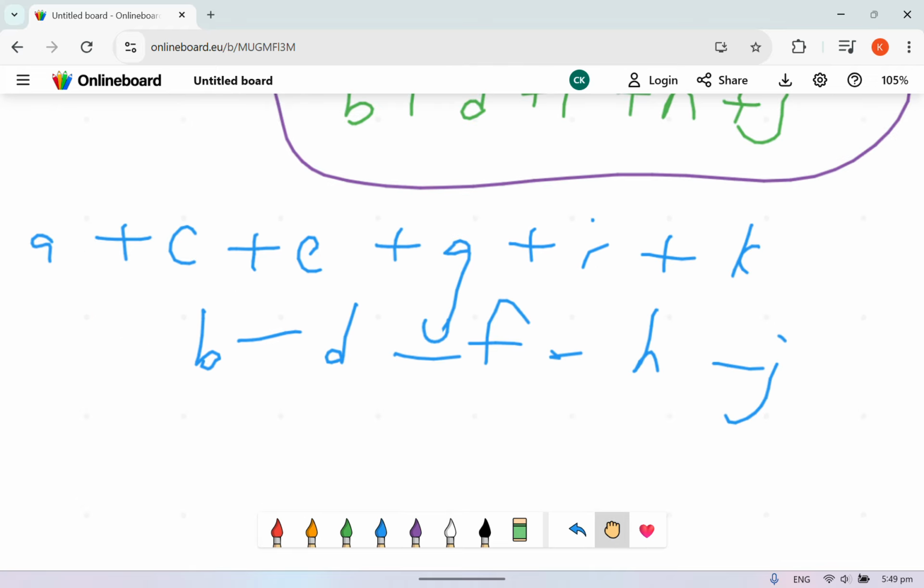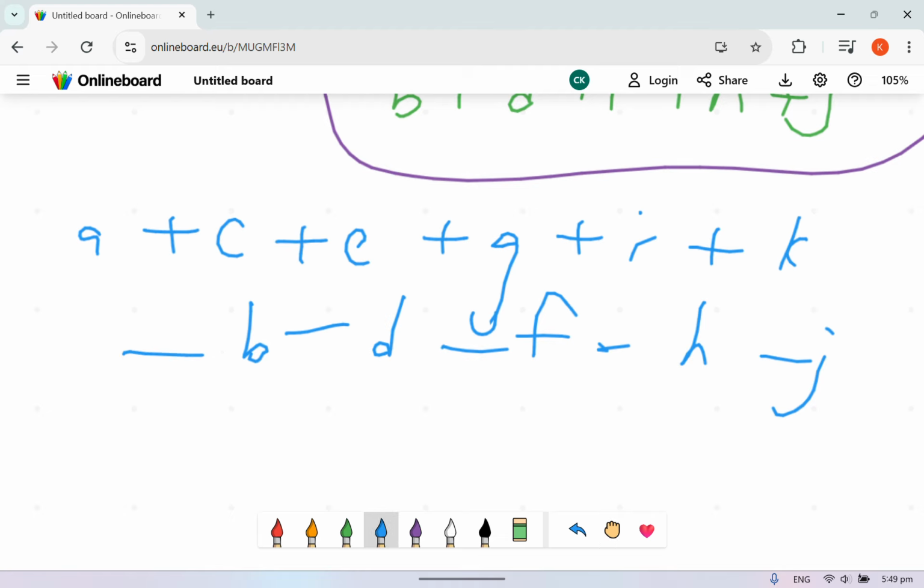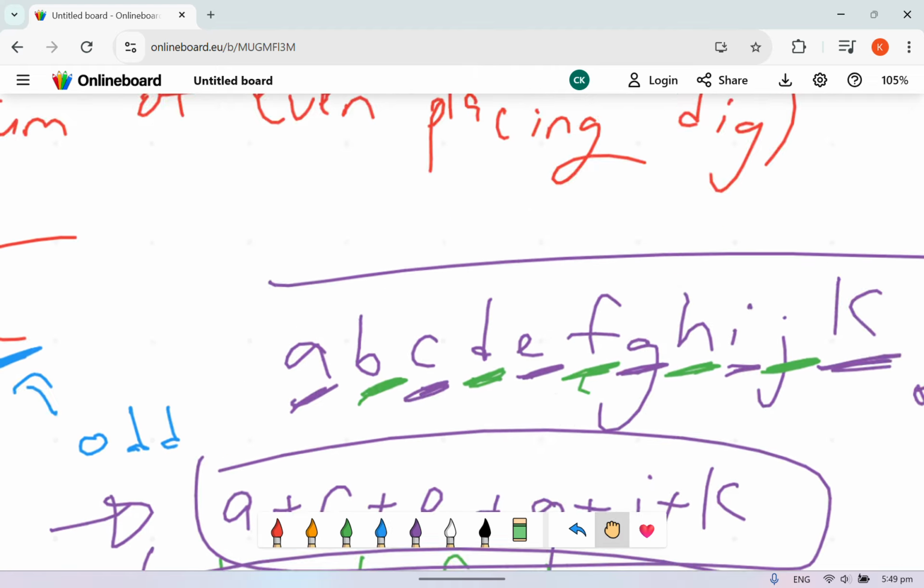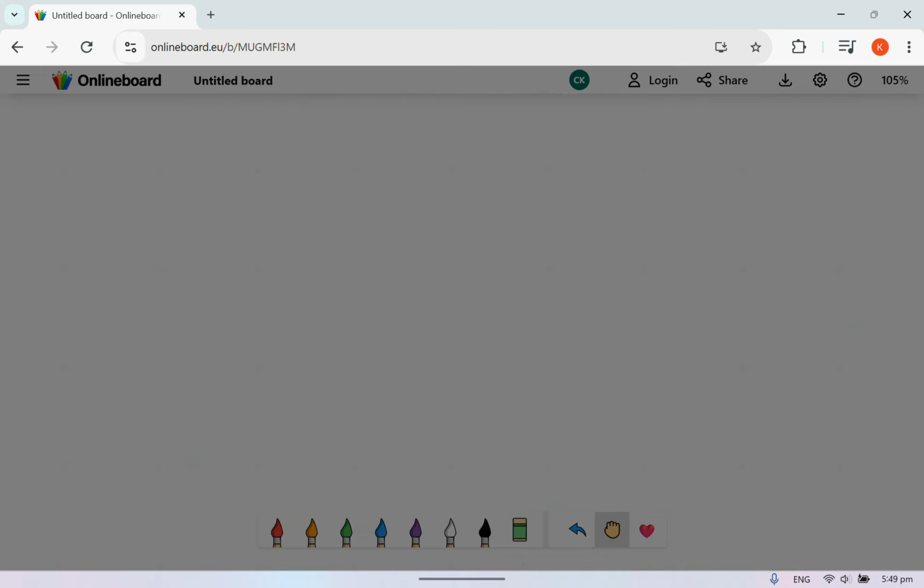So basically, it's just a plus c plus c minus b minus d minus whatever, which is basically what happens here. So a quick recap. Later I'll explain why. Don't worry, I'll explain the reason.